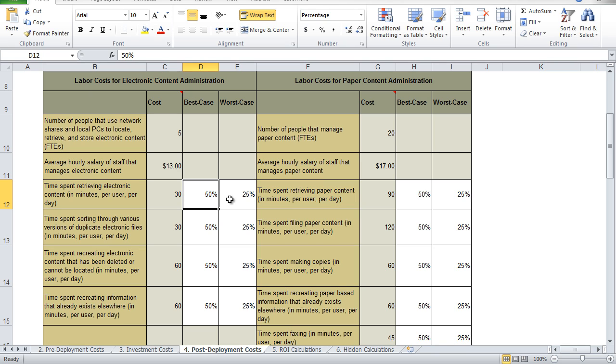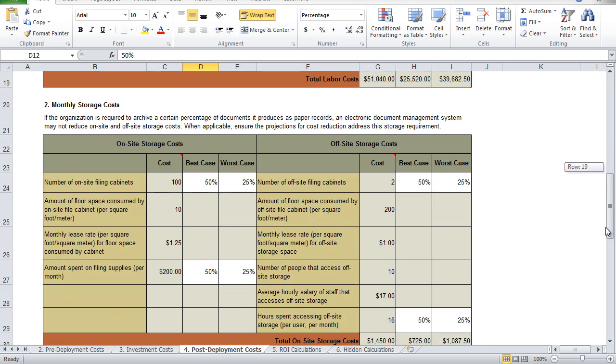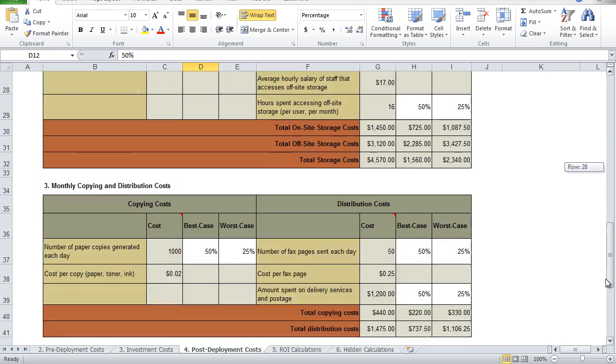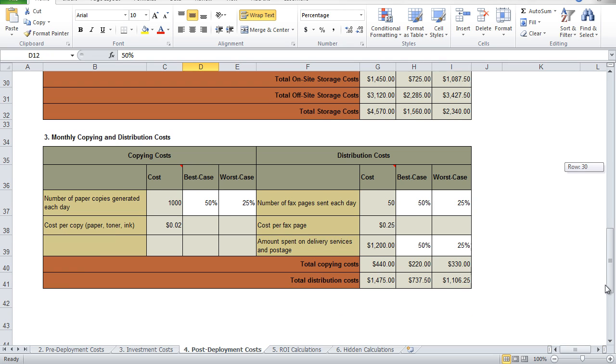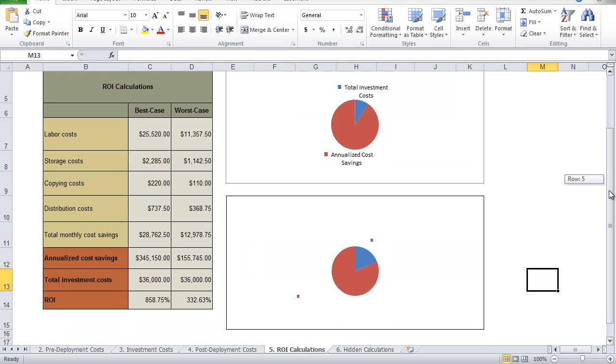So in this case, we just said a 50% best case scenario and a 25% worst case scenario. And we more or less uniformly put those across each of these line items. So the monthly storage costs, the copying, distribution costs. And what that did is basically, on the following tab, output the following graph and information.